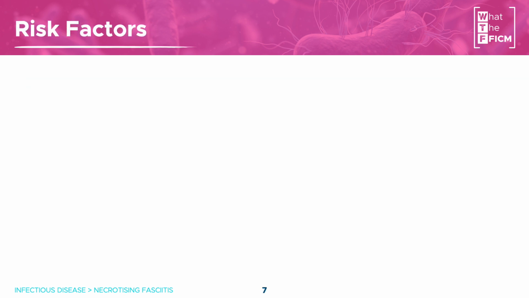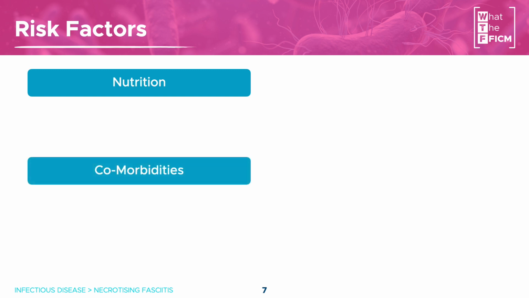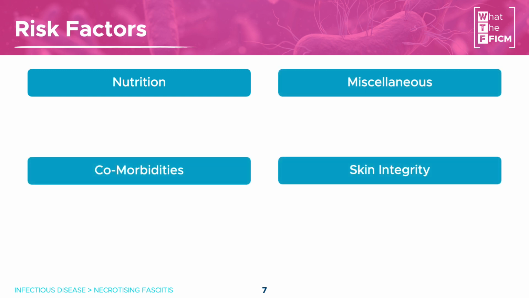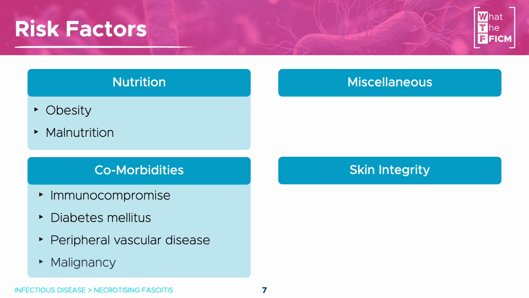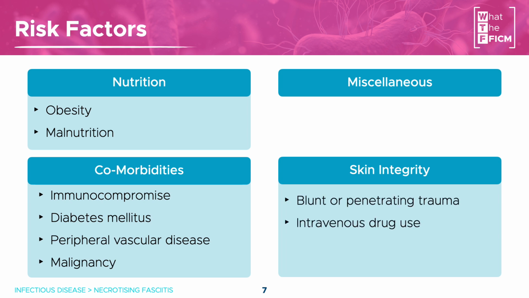So what are the risk factors for necrotizing fasciitis? Well, we can break these down into nutrition, comorbidities, skin integrity, and miscellaneous. In terms of nutrition, risk factors include obesity and malnutrition. When thinking about comorbidities, the risk factors are immunocompromise, diabetes, peripheral vascular disease, and malignancy. In terms of skin integrity, blunt or penetrating trauma is a risk, as is intravenous drug use. Burns, as we've already mentioned. And thinking about miscellaneous risk factors, well, advanced age is a risk factor, as is childbirth.